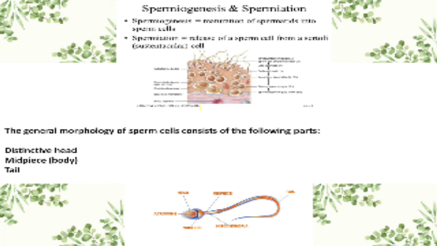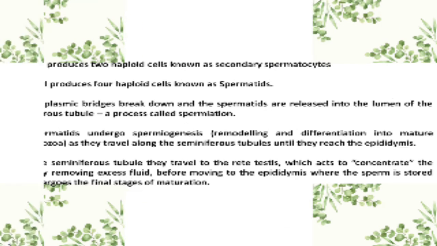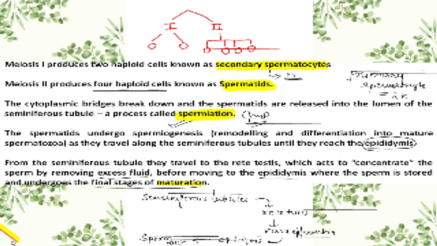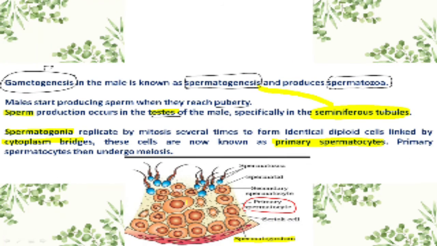Now come to the structure of the sperm, right? But before the structure of the sperm, I just want to have a quick look at the diagram, because now we have discussed the secondary spermatocyte, the spermatid and the spermatozoa. See the different types of cell.